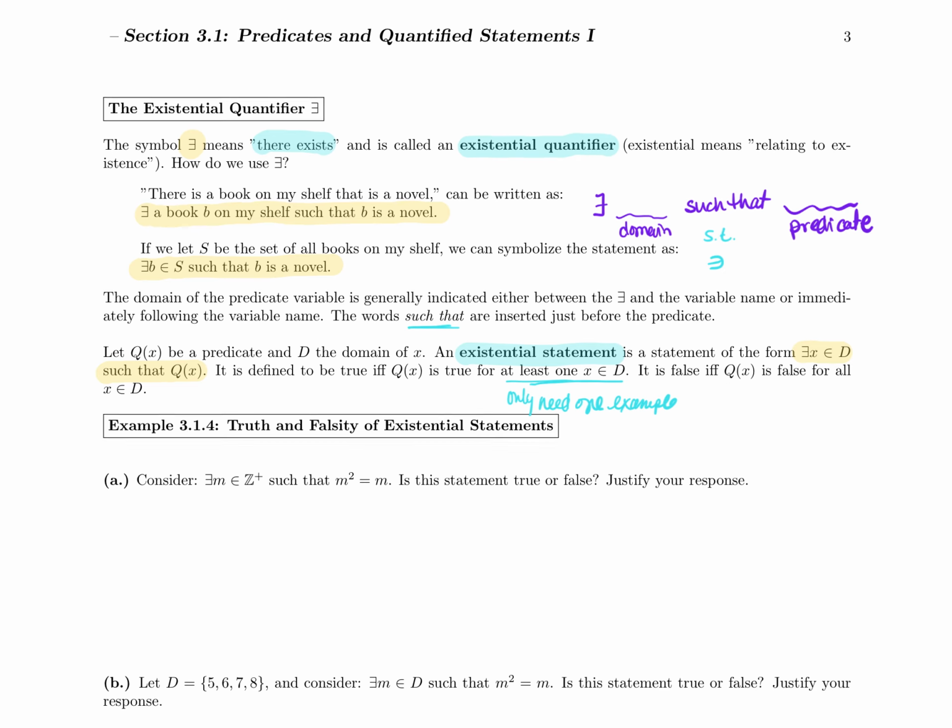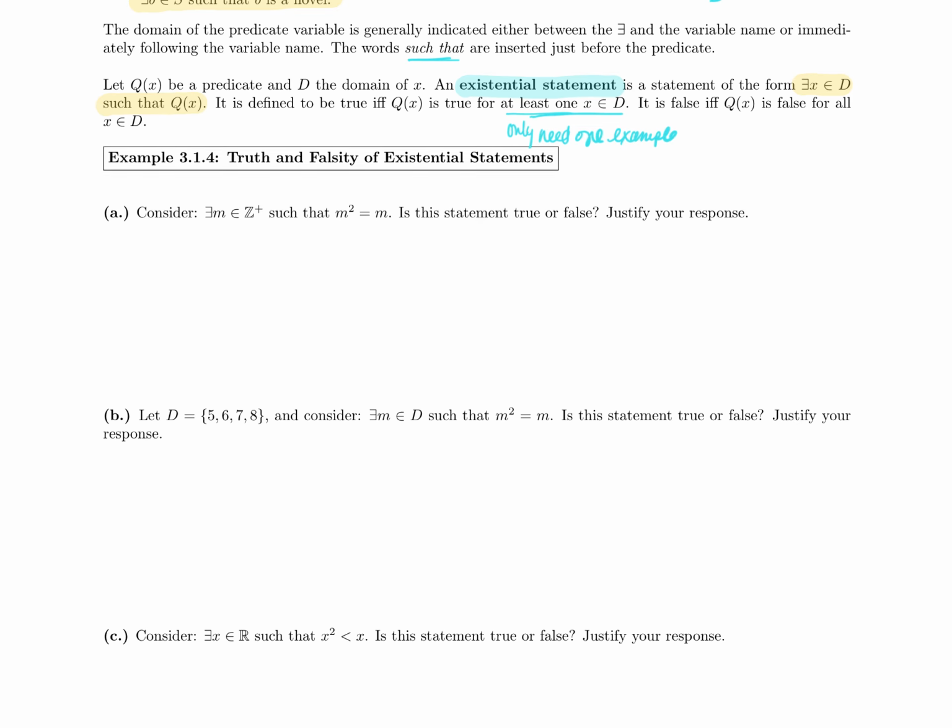All right, so let's see here. Let's consider some existential statements. If we consider the statement, there exists some m in the set of positive integers. Remember, Z plus is positive integers, right? Such that m squared is equal to m. Is this statement true or false? There exists some m in the set of positive integers such that m squared equals m.